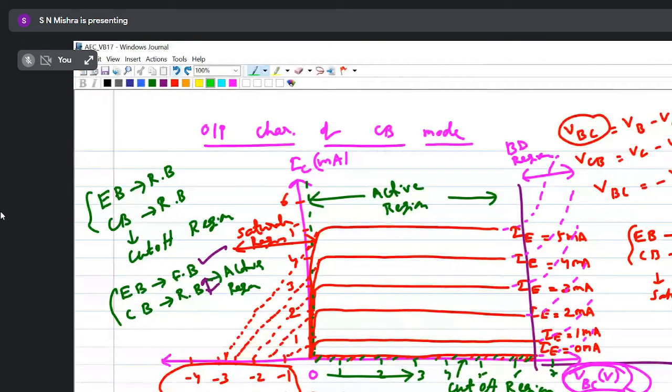Cutoff means current is zero. Saturation means also we are not getting current. So we have to operate in the active region, and we will avoid the breakdown region. So to act as an amplifier, the transistor must operate in the active region. So this is the input and output characteristic of common base configuration, and next class we will discuss the common emitter configuration. Any doubt you can ask me.